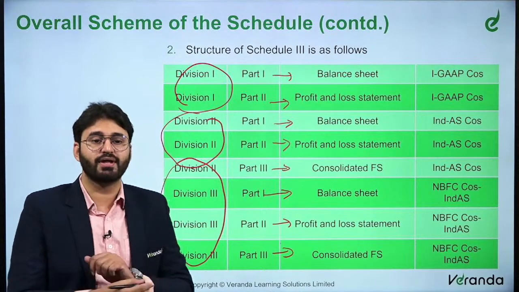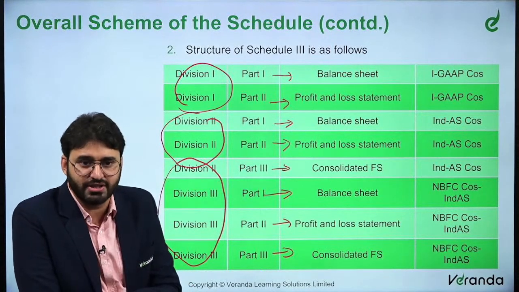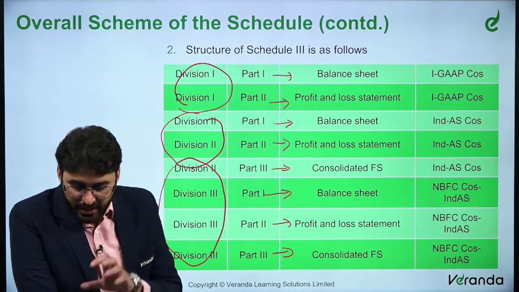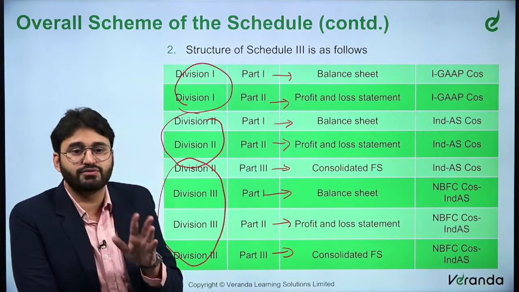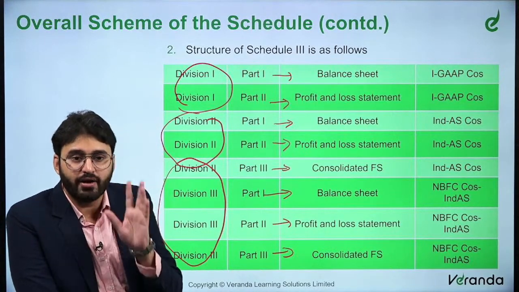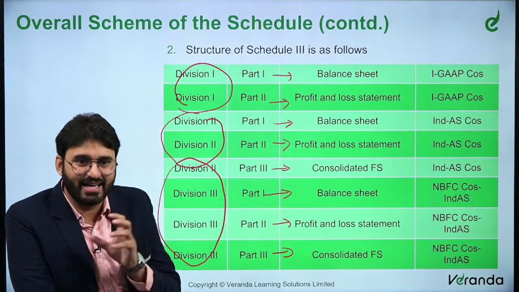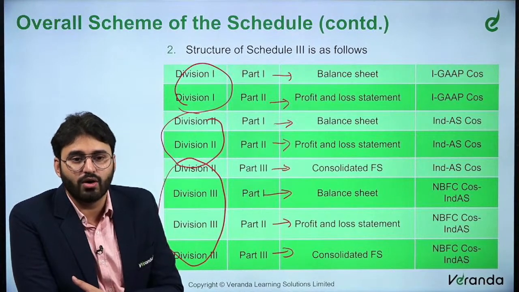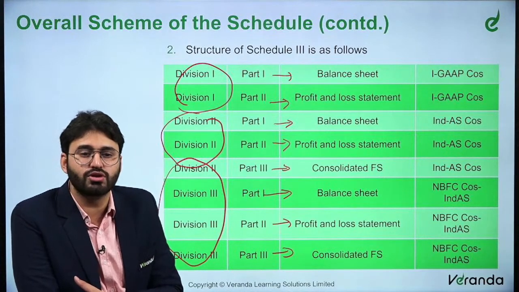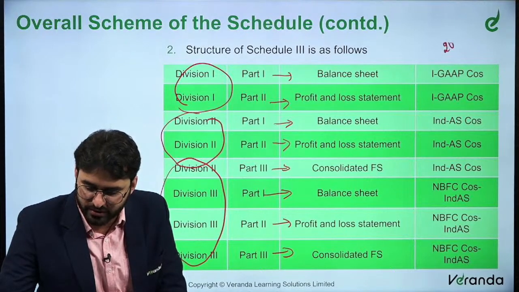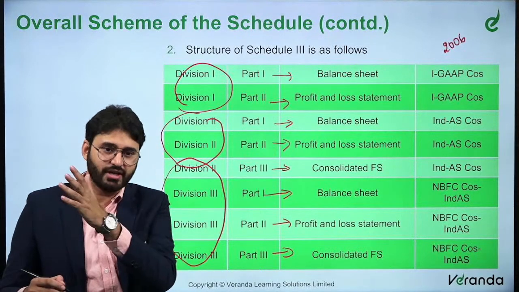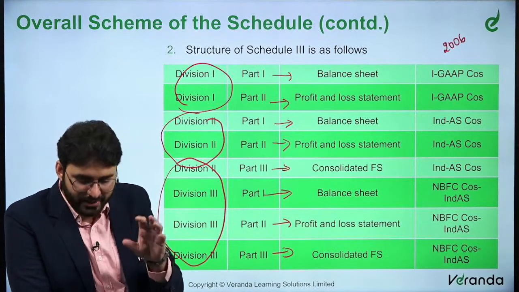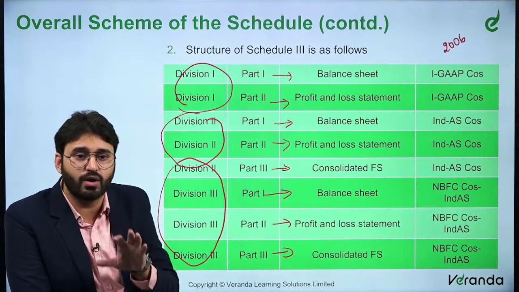It covers how to present the consolidated statements; there are some disclosures which are prescribed when the company has to prepare consolidated financial statements. Division 1 is for companies who are following the IGAP. I call it colloquially the IGAP, but it is basically the companies who follow the accounting standards prescribed under the 2006 rules. What are the 2006 rules? Your accounting standards, AS1, AS2, AS3. So for those companies who follow the IGAP, Division 1 Part 1 and Division 1 Part 2 has to be followed.